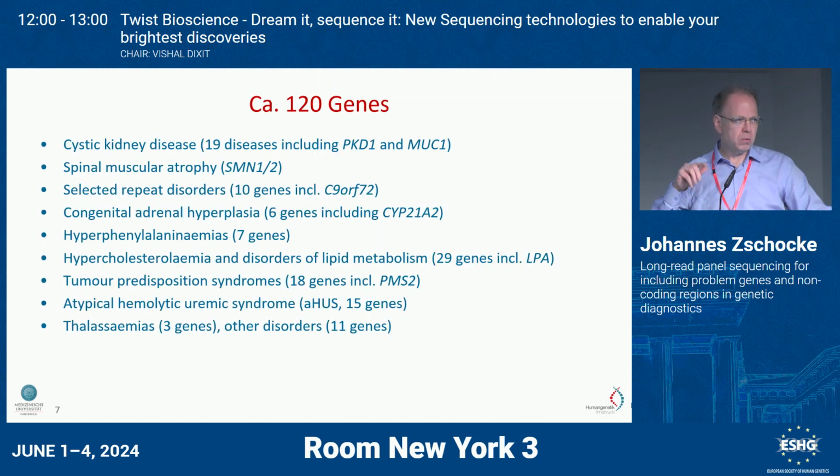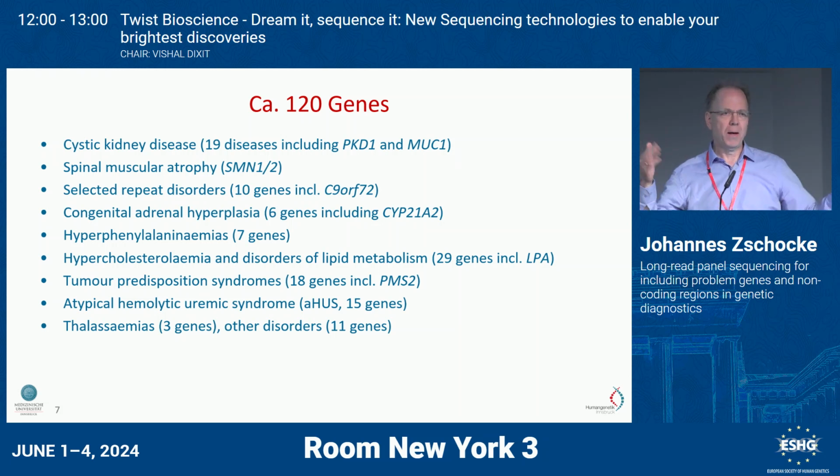So on our panel, we use 120 genes to start with, and we combine it in a way that even if you only get 1 or 2 samples per week, we can combine it with other indications so that we can potentially run 1 panel every week or every 2 weeks, so make it cost effective.